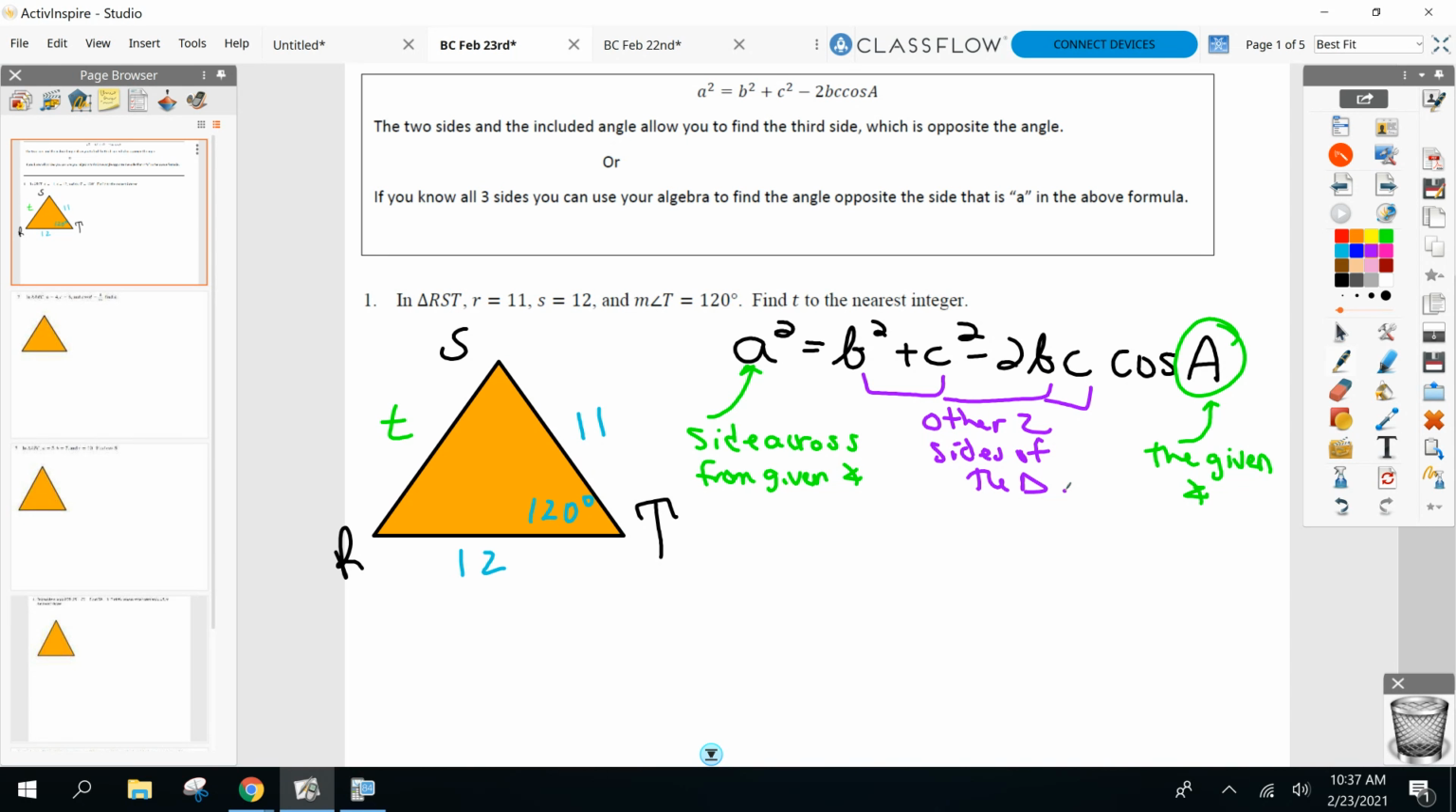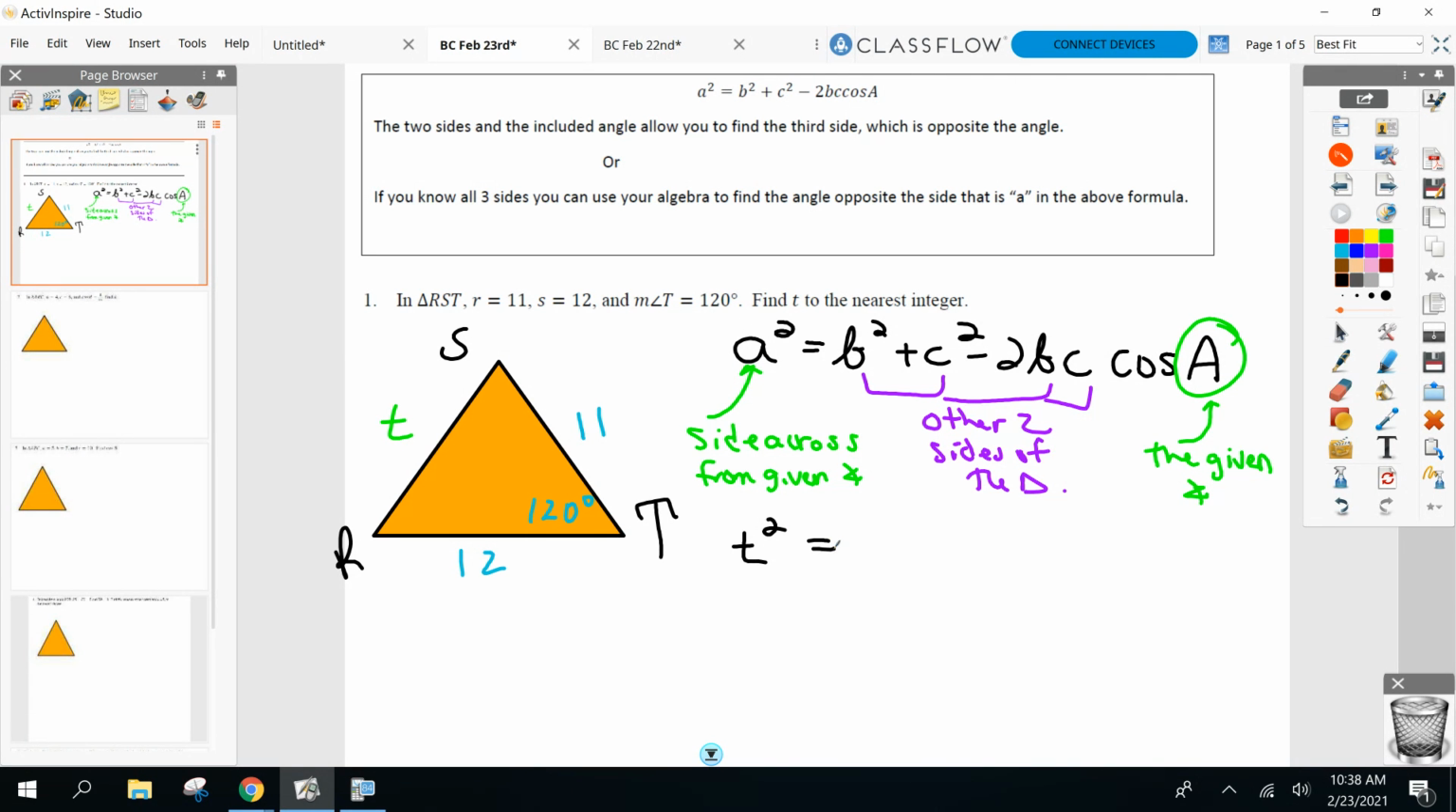All right, what do you say? Let's plug in the numbers now. What am I going to plug in for A? Well, what angle am I given in the problem? What's the given angle? 120, angle T. What's the side across from it? T. So I'm going to start this formula off with T squared. The side across from the given angle is the first variable that I plug in.